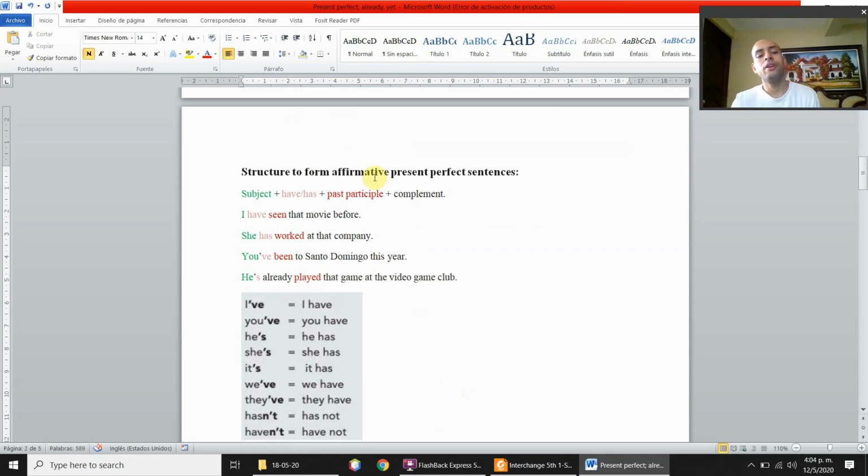The structure to form affirmative present perfect sentences is like this: the subject, the auxiliary have or has, the past participle, and the complement. So let's see some examples.